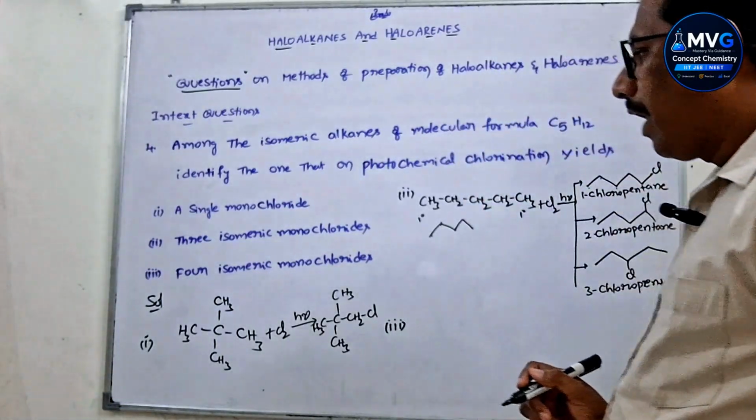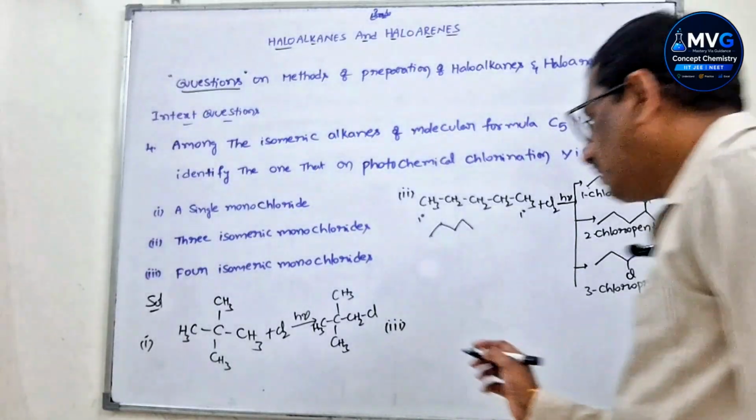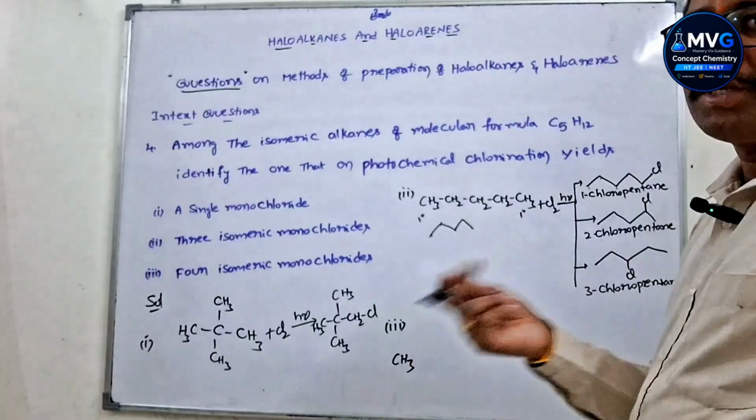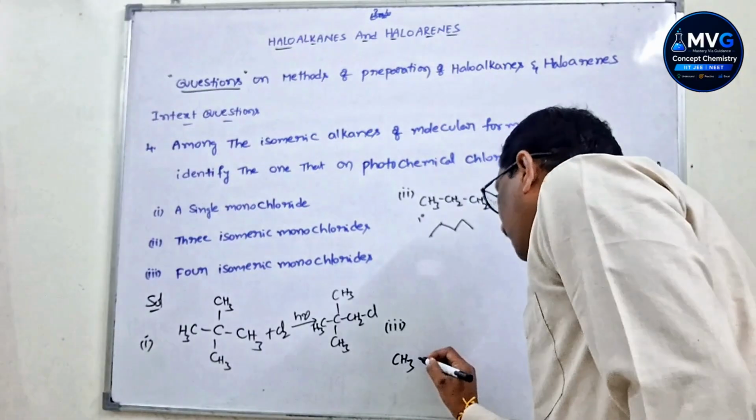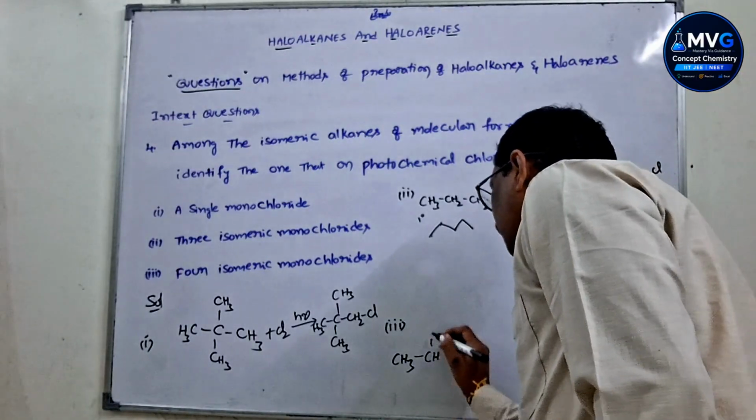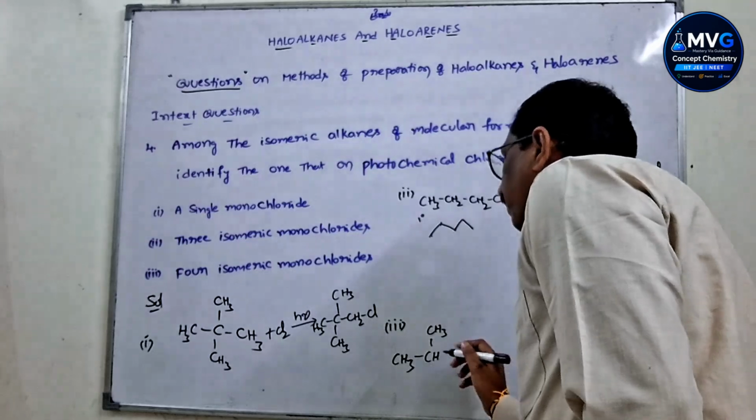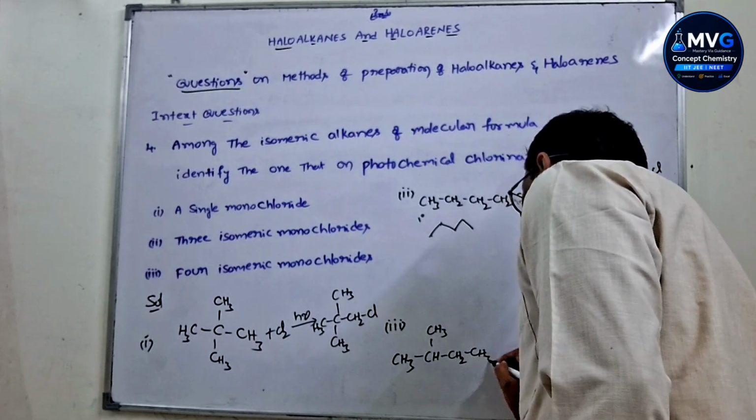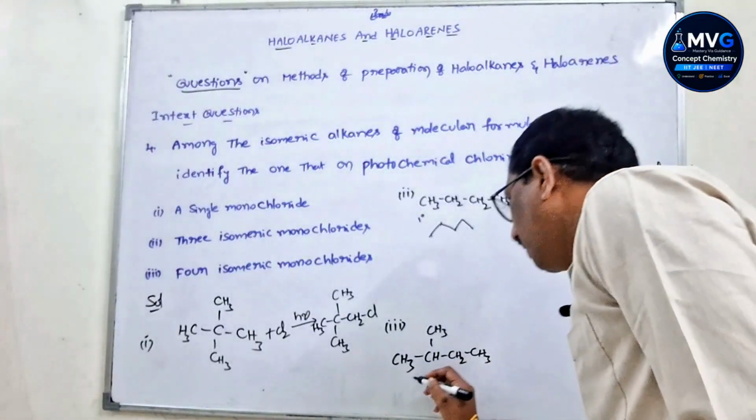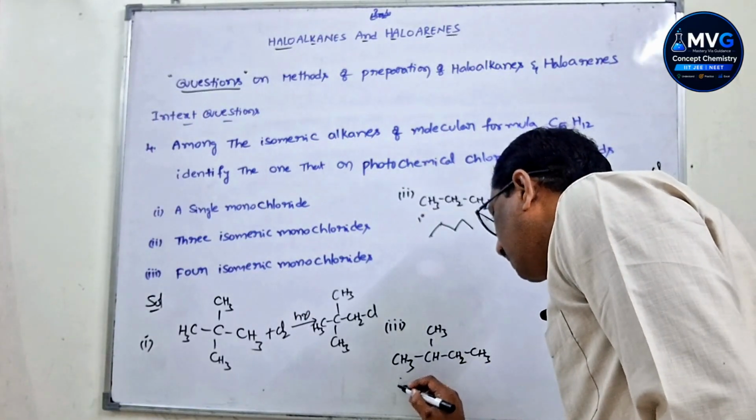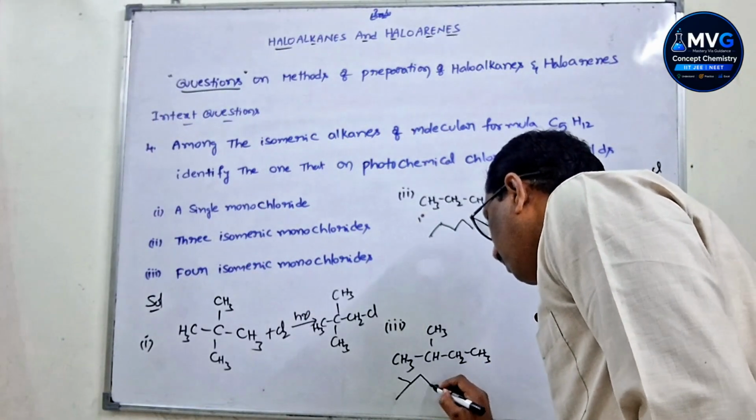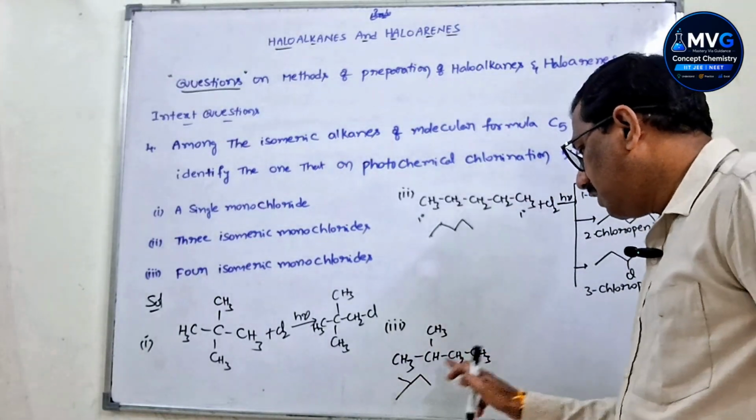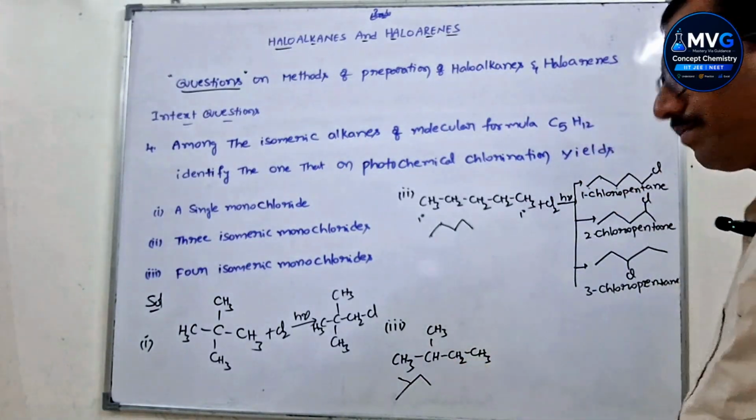Third one, they are asking for 4 isomeric monochloride products, students. 4 means what? Like this, 4 different types of carbon should be there. So that's why here we can write like this: CH3, CH, CH3, CH2, CH3, students. This one, the bond line structure, we can write like this, students. Like this, students: CH3, CH3, CH, CH2, terminal CH3.